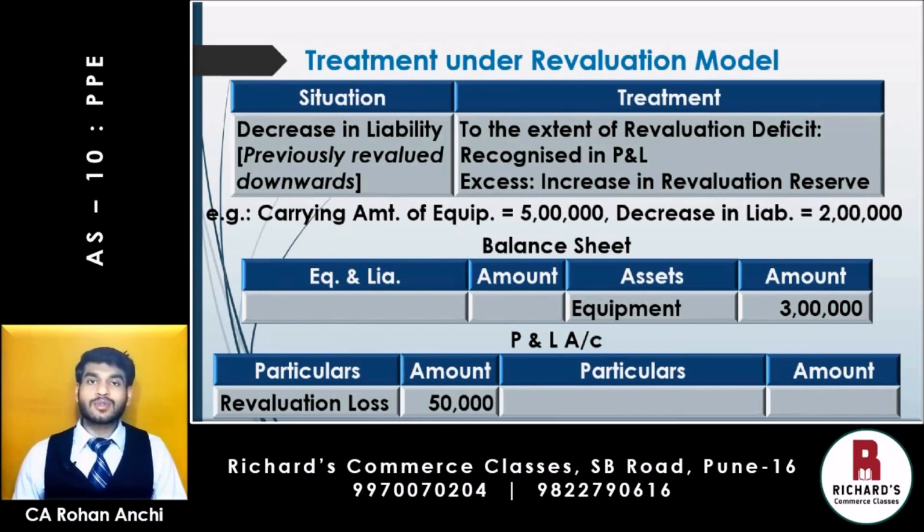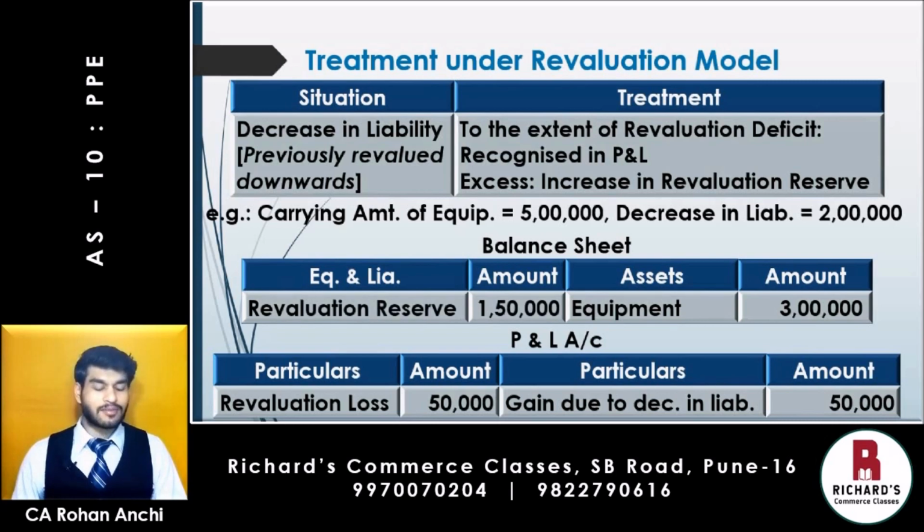Now, this 2 lakhs that was the decrease in liability, how should it be accounted for? The treatment says that, to the extent of the revaluation deficit, it is recognized in profit and loss account. So whatever was the revaluation loss earlier, which was debited, should now be negated by giving a corresponding credit effect in profit and loss account, and that will be a gain due to decrease in liability to the extent of 50,000 rupees. But remember, the decrease in liability is 2 lakh rupees, out of which only 50,000 has been accounted for. The remaining 1 lakh 50,000 is to be increased in revaluation reserve. So the revaluation reserve will be 1 lakh 50,000 rupees.